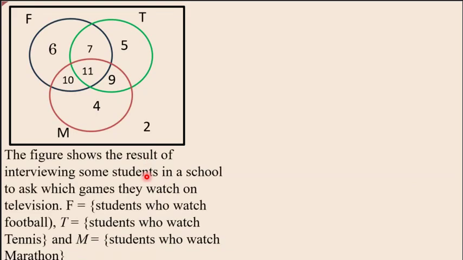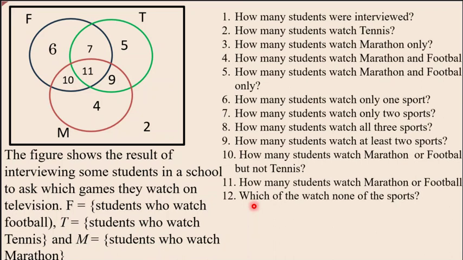Right. So now we have this question at hand. The figure shows the results of interviewing some students in a school to ask which games they watch on television. So F is equal to students who watch football, T equals students who watch tennis, and M, students who watch marathon. Now I have to solve these questions using the diagram here. We have question 1 to 12. Let's go through it individually.